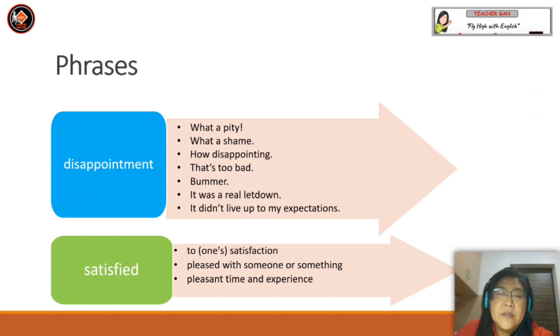And we have phrases that you can use in a review, such as: what a pity, what a shame, how disappointing, that's too bad, bummer, it was a real letdown, it didn't live up to my expectation. So these are phrases for your disappointment. And then you have: to my satisfaction, pleased with someone or pleased with something, pleasant time and experience. So this is if you are satisfied.